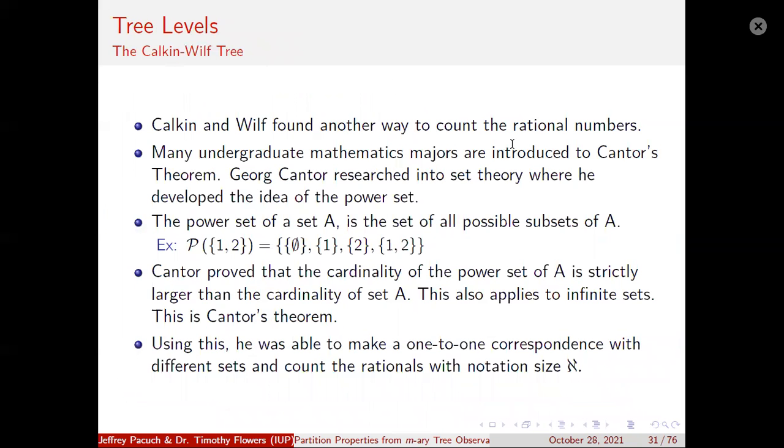Sorry. So now that we have all that background information, let's start diving into the tree levels. So we can go back and start with the Calkin-Wilf tree, and that's the most basic level of the tree. So this is when m is equal to 2. So this is the 2-ary tree essentially.